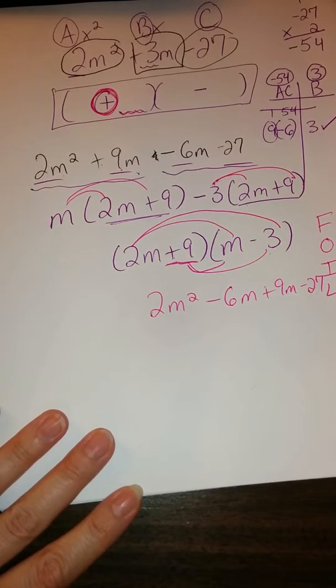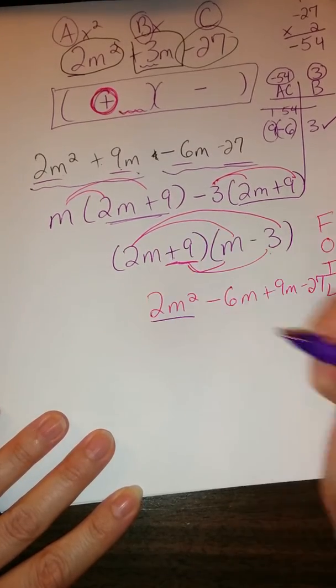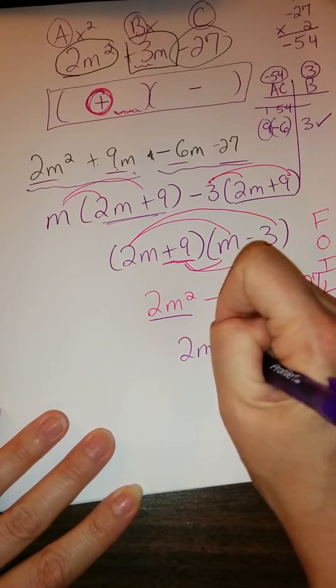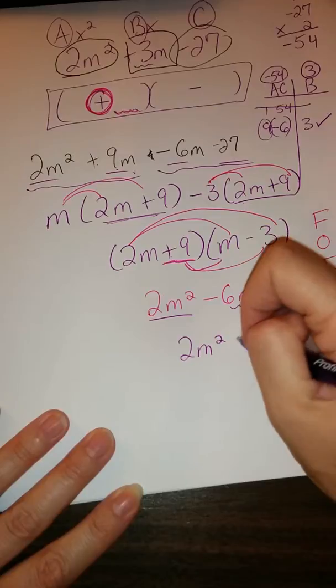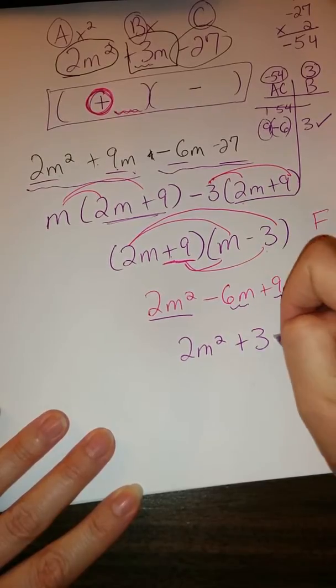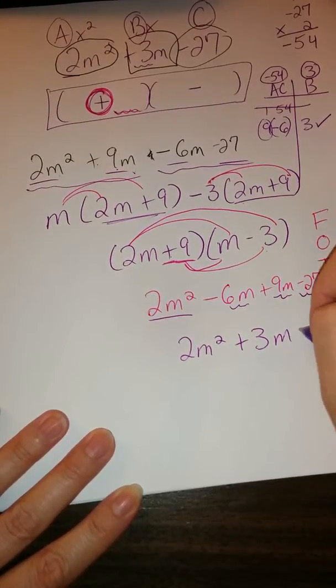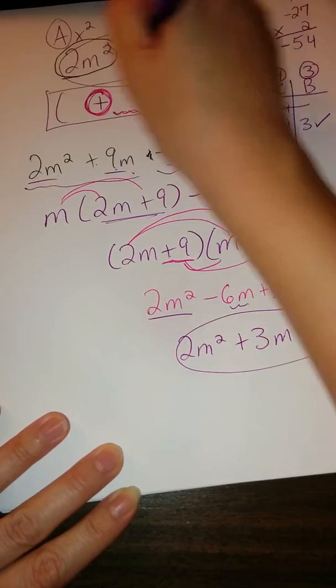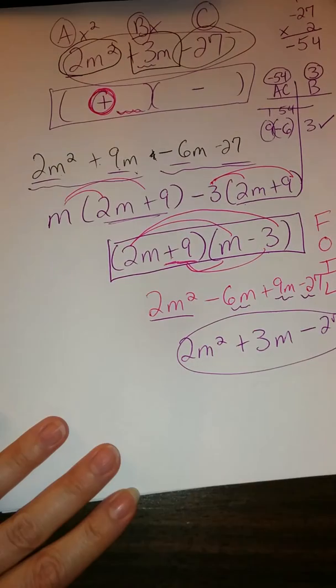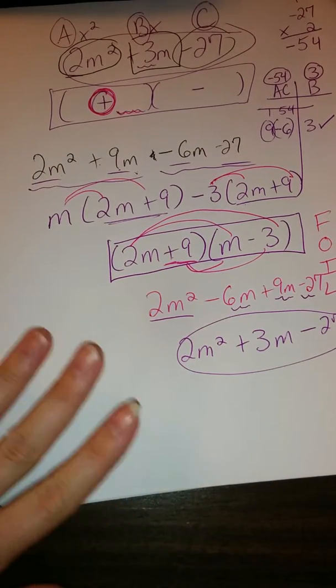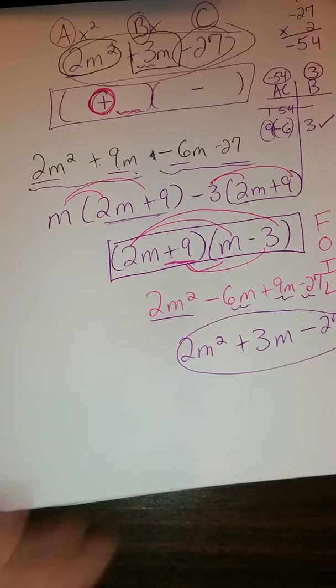What we do at this point is we're going to gather our like terms. I have m squared, so 2m squared. Let's look at m's. I actually have two terms that have just a plain m with it. That is going to give me a positive 3m. And then I have my last term, which is a negative 27. So we factored it back out. They match each other beautifully. Put a box around your final answer. 2m plus 9 and m minus 3 are our two factors.